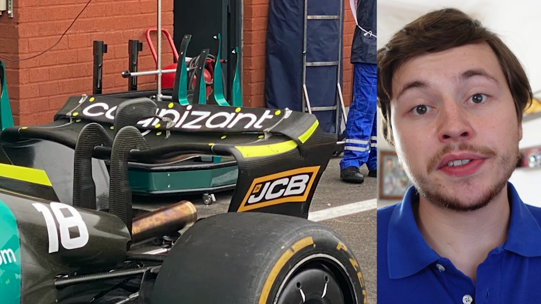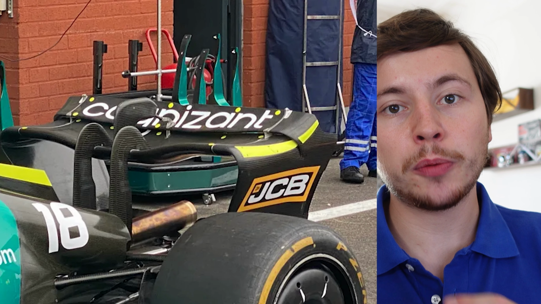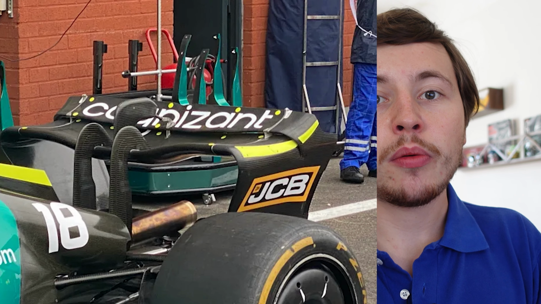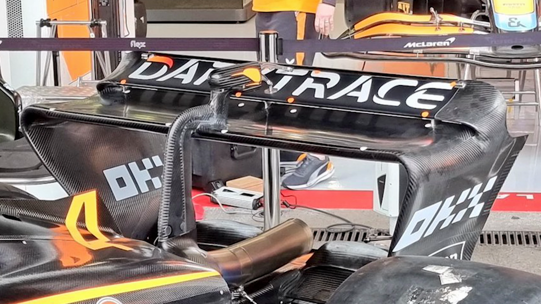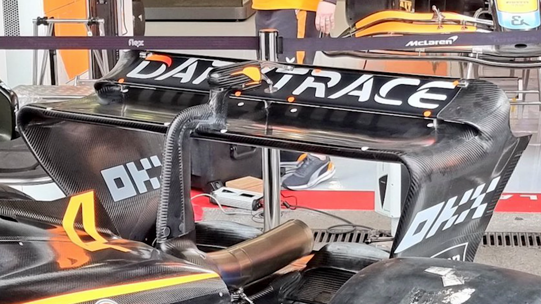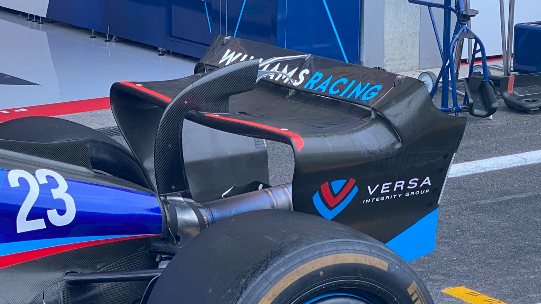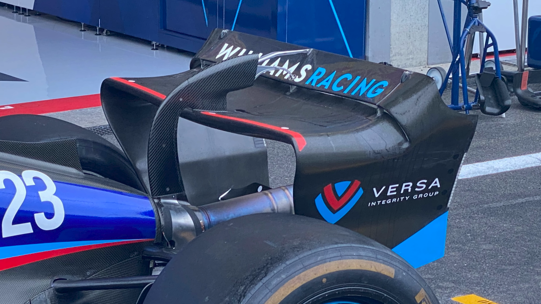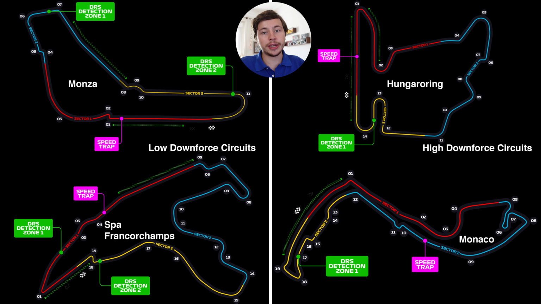So as the name suggests, low drag rear wings are wings that are minimized with the sole purpose of minimizing the drag while still producing the required downforce for a Formula 1 car to complete a lap as fast as possible. So when you take a look at circuits such as Monza and compare them to circuits like the Hungaroring or Monaco, you see that the circuit characteristics could not be more different.